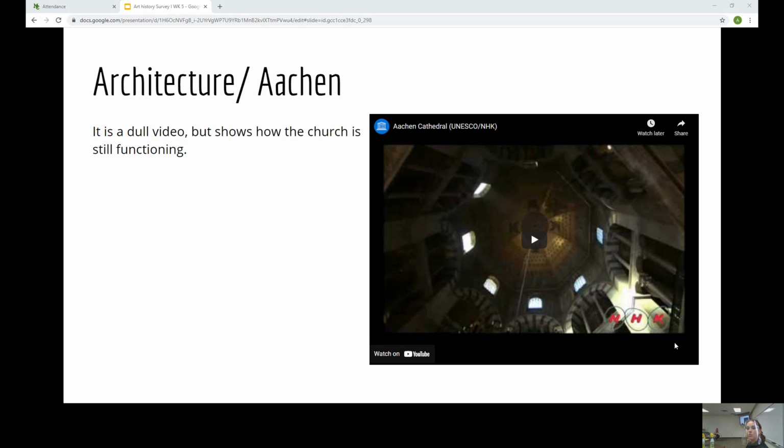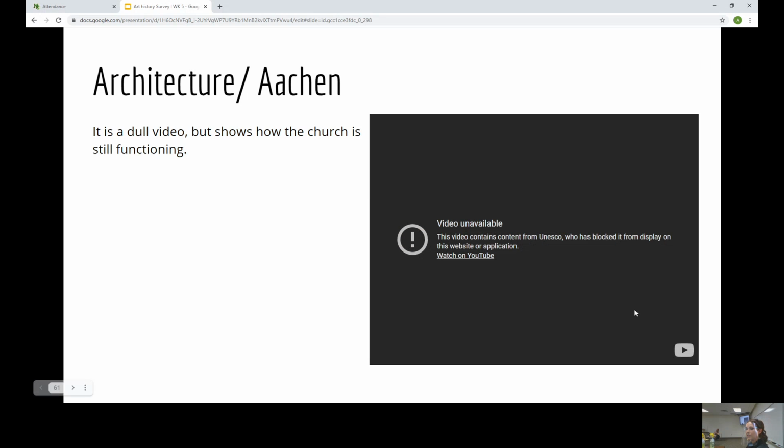I am going to play the video so that we can see the exterior and interior rather than just pictures. Actually, like see it, and it is still functioning, so we are going to see it. Never mind, or not. There we go. Let's watch it.